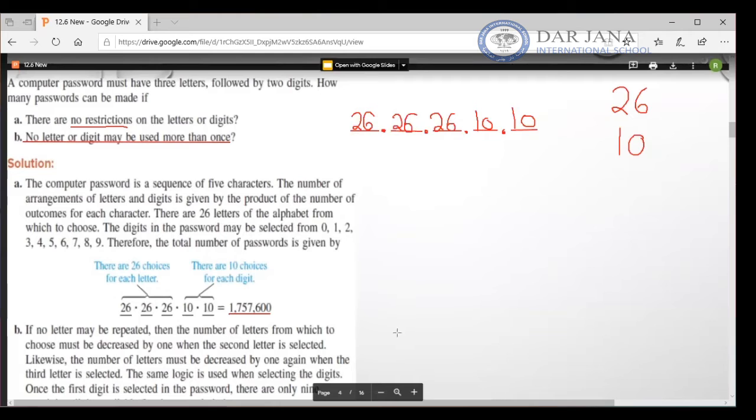So let's do it here and check the work later on. Same thing, I have 5 places for my password, 3 letters and 2 digits. The first one, 26, because my options for the first one are 26.